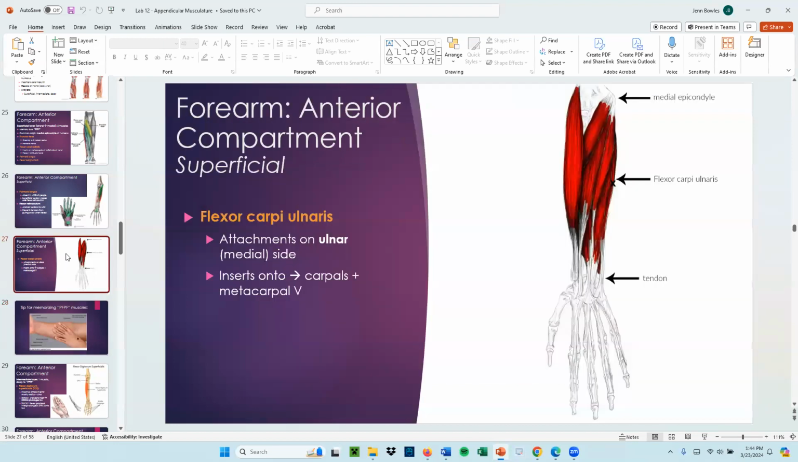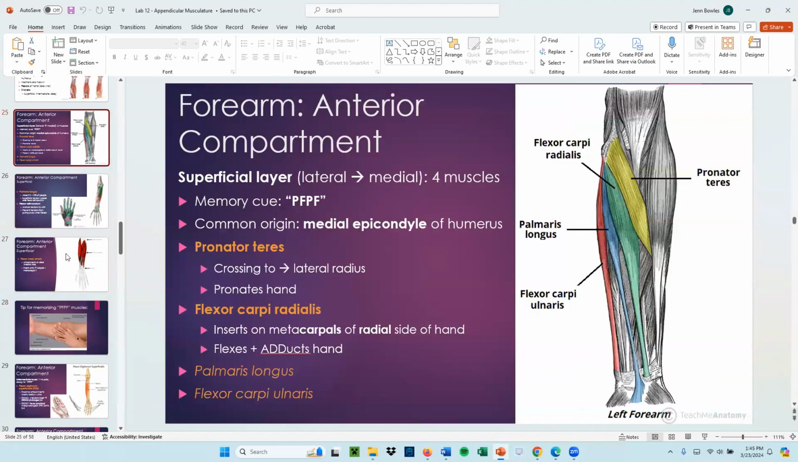So let me back up a couple slides so we can see those relationships. So this is PFPF. Don't let this confuse you though. We're looking at the left forearm now. So the left forearm has been extended, and basically we've taken our right fingers and laid them across the forearm.